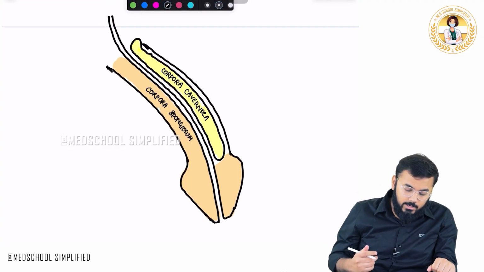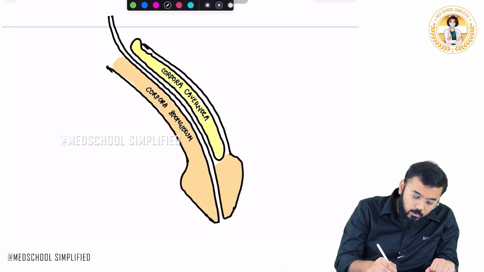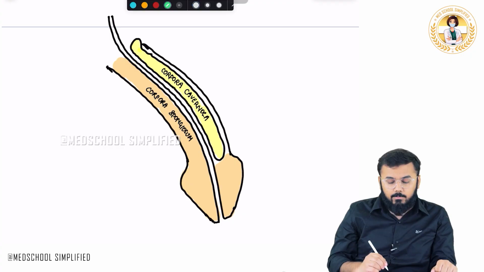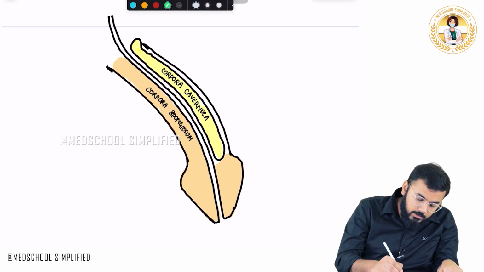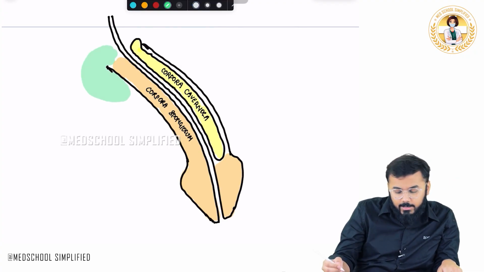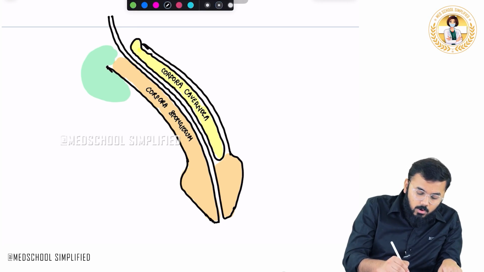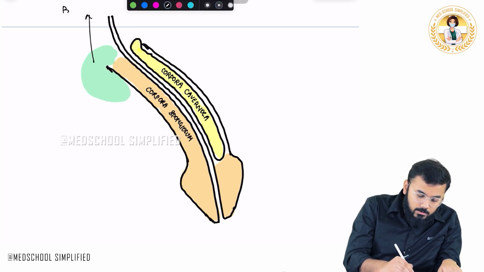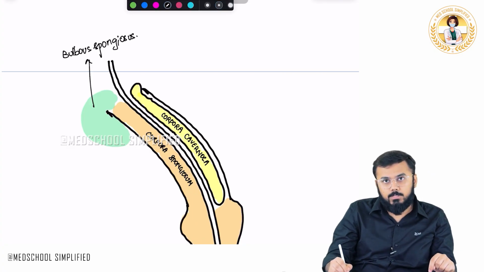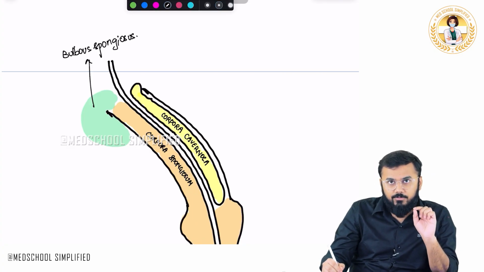What is the next important thing? That I have already told you, you have got a very specific muscle, and that muscle is called bulbous spongiosus muscle. So this is the muscle that is located over here. You see this particular muscle which I have highlighted? This particular muscle over here is called your bulbous spongiosus muscle.